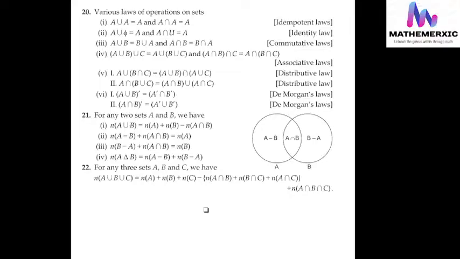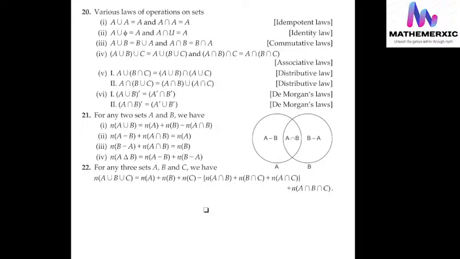The other ones are De Morgan's laws. The complement of A union B will be A complement intersection B complement, and the complement of A intersection B will be just the opposite of that, that is A complement union B complement. That is De Morgan's law. Now the last one, which is a very important part.